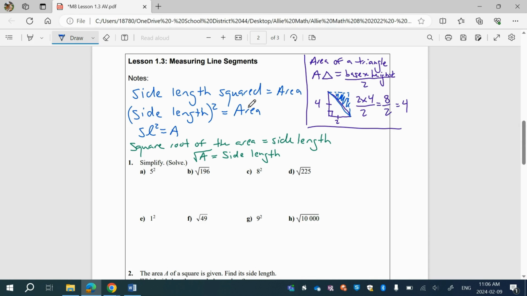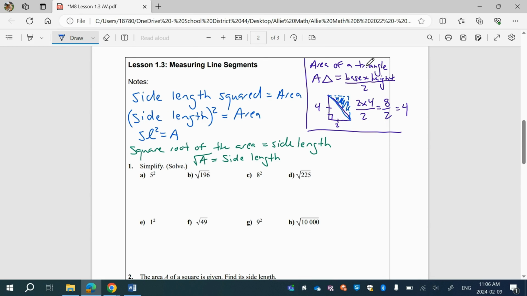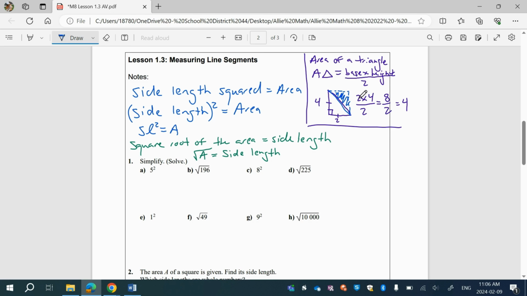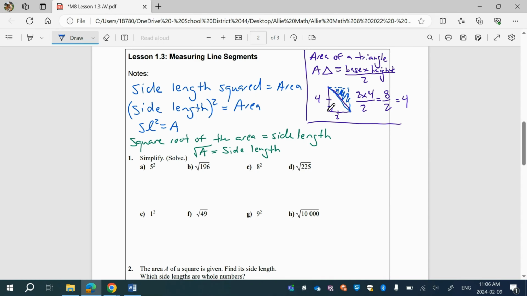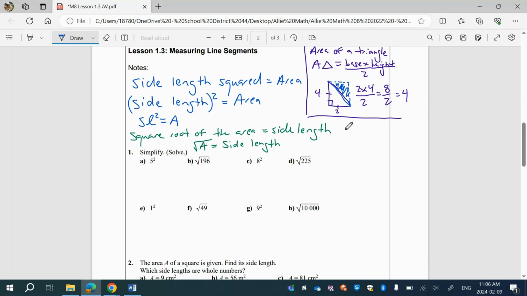So those are the 2 ideas we're going to try to hold for this next section for measuring line segments. The relationship between the side length and the area: side length squared equals the area, and the square root of the area equals the side length. And we're going to try to remember this formula for the area, or the space, that a triangle takes up, which is the bottom part times the height divided by 2. The cool part about multiplication is the order doesn't matter. You could have considered that the base and that the height, wouldn't change it. But that's what we use, base times height divided by 2.